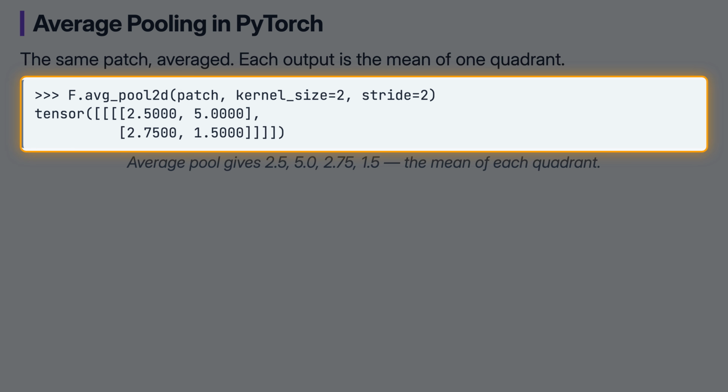The same patch, averaged. F.avg_pool2d takes the mean of each quadrant. The results are 2.5 and 5 on top, 2.75 and 1.5 below. Torch prints these with extra decimal places, but they are the same numbers the figure showed.